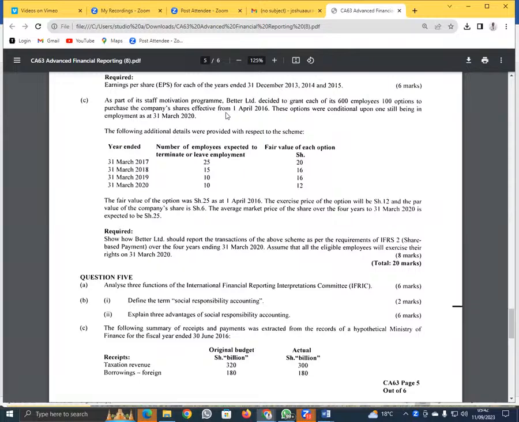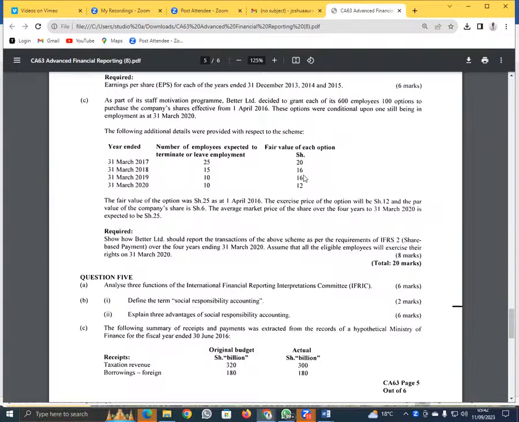The date of the promise is 1st April 2016. We are told the fair value of the option was 25 as at this date. So this 25 is what I will die with. All these other values given here, the share price, they are hot air, useless. They simply want to confuse me. They simply want me to fail this paper.